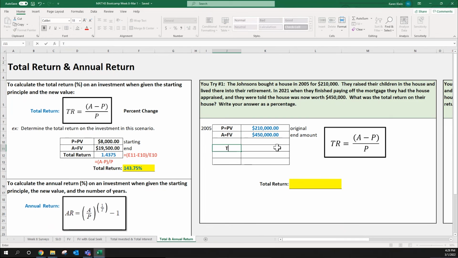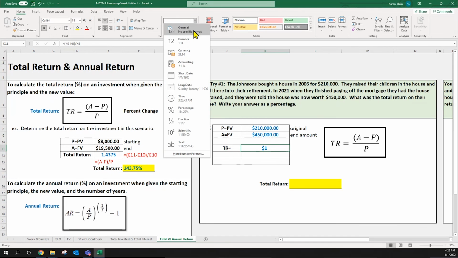So my total return is going to be equal to, so we're going to do equals parenthesis our A value minus our P value divided by our P value. And just like you were having that problem with the dollar, where it changed to dollars, I'm going to change this to general.